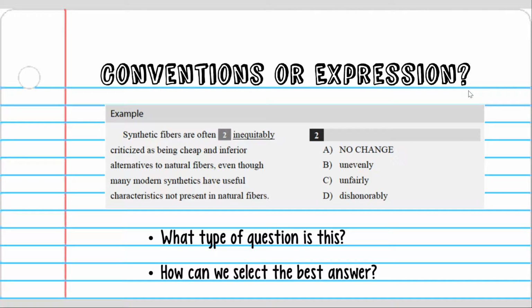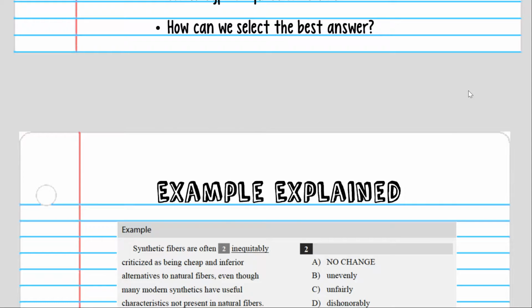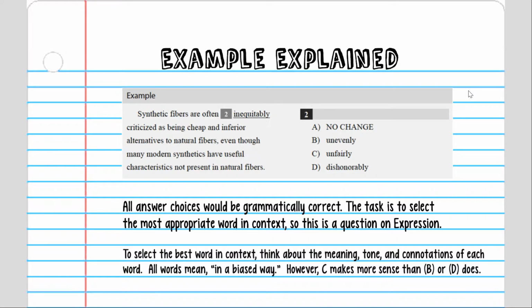Here's another example. Synthetic fibers are often inequitably criticized as being cheap and inferior. Okay, what type of question is this? How can we select the best answer? So in this example, you have to look at the context and think about what the meaning of the word is and try to find a better fit, or if not, select no change. All answer choices would be grammatically correct. The task is select the most appropriate word in context. So this is a question on expression.